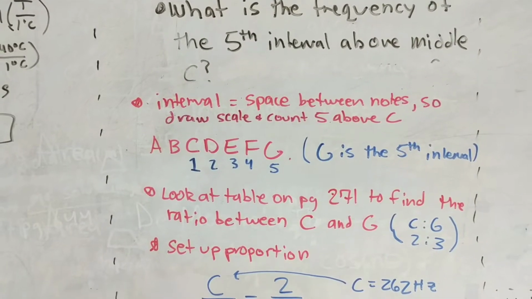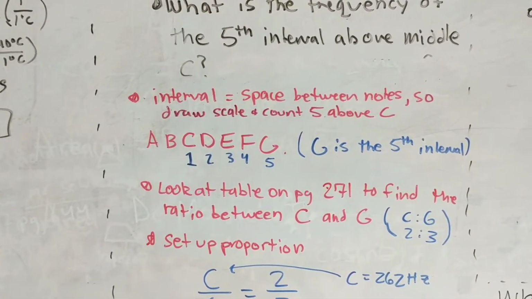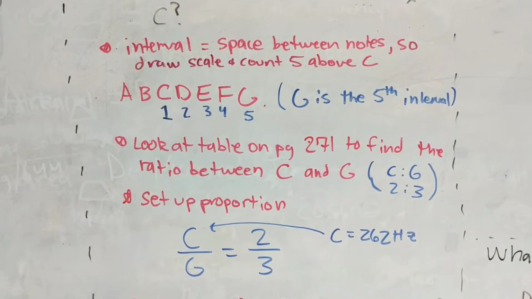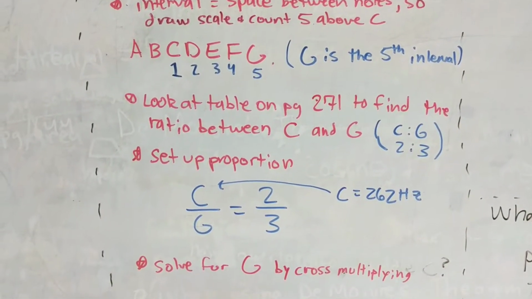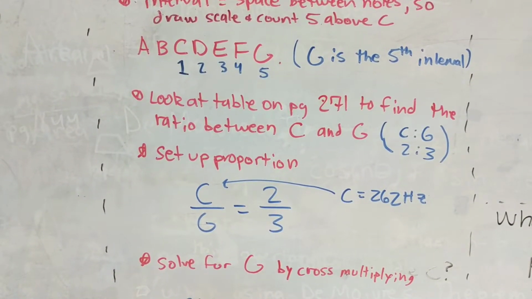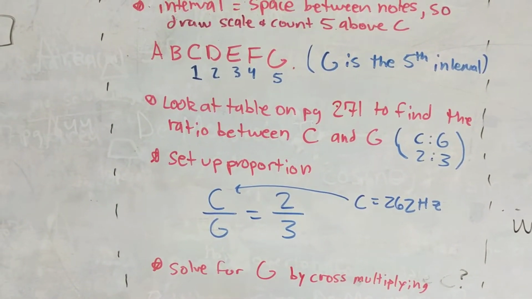Now we look at the table on page 271 to find the ratio between C and G. That ratio is 2 to 3. We set up a proportion. It'll be the same for both sides. It was C to G, 2 to 3. C over G, 2 over 3.